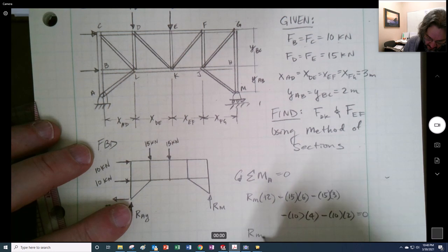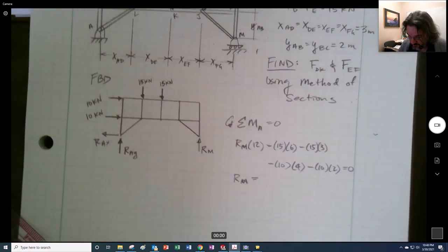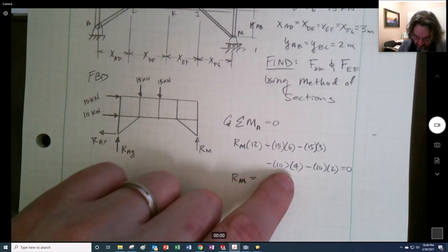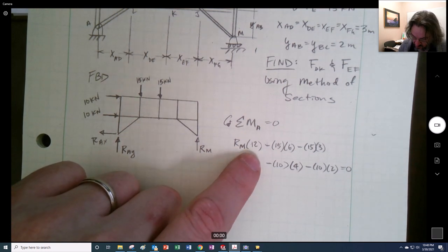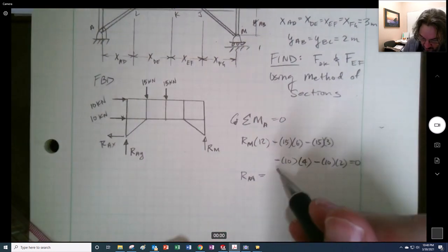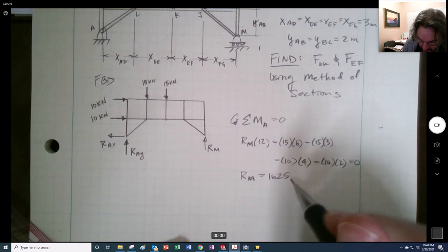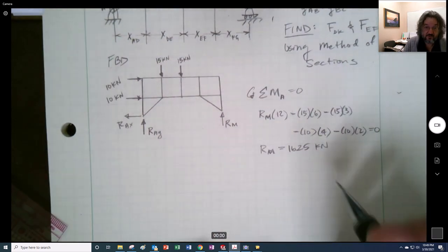And I will find my RM, capital M, is now going to be 15 times 6 and 15 times 3, add them together, so 40, and then 20. All right, and then we divide by 12. So I get 16.25 kilonewtons is what I have as this reaction.